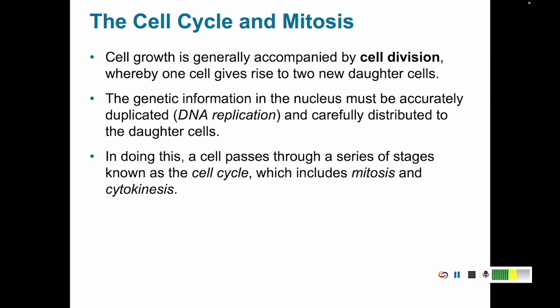So as a cell is growing, it's making proteins, it's getting bigger and bigger. Eventually, a cell can only get so big until it's not really going to be functional. So as the cell grows, it is also going to divide or split from one cell into two new cells, two daughter cells. To do that, you have to be able to accurately copy the DNA, or DNA replication, and you have to be able to accurately divide that DNA between the two daughter cells. And to do that, the cell is going to pass through the stages of the cell cycle, which is going to involve mitosis and cytokinesis.